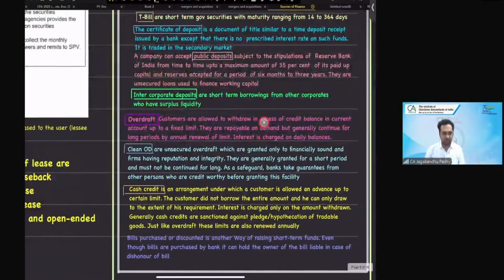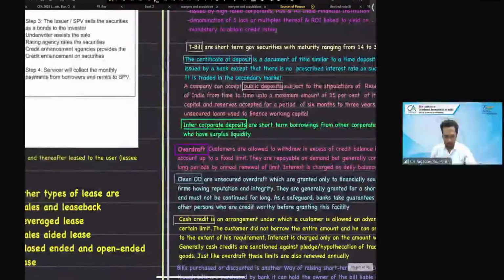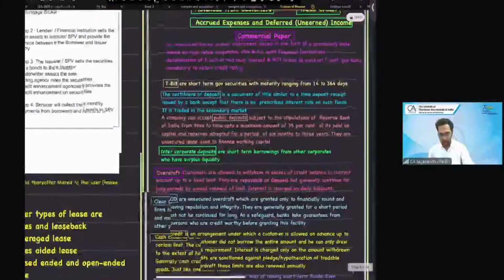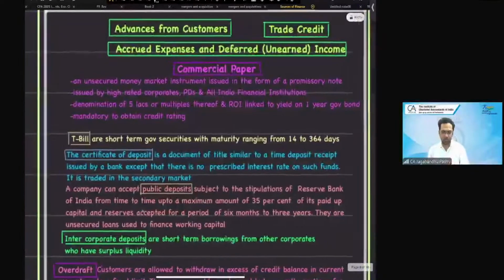Intercorporate deposits are the deposits or short-term borrowings that the corporates make with each other. One company investing in another company. That's an intercorporate deposit. Okay. Then we may have commercial papers also issued.